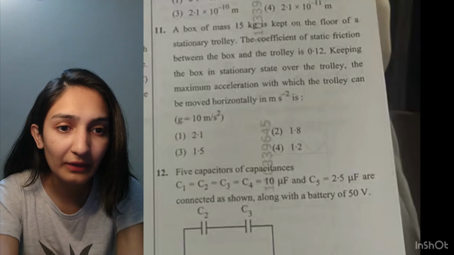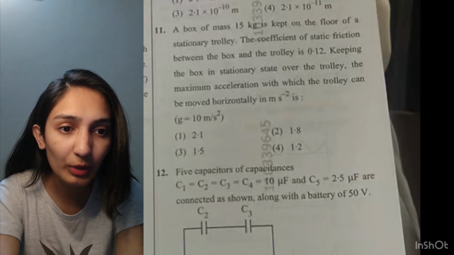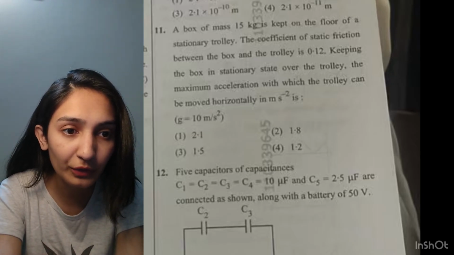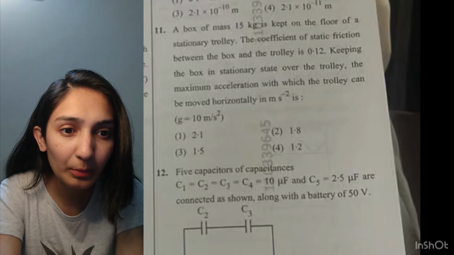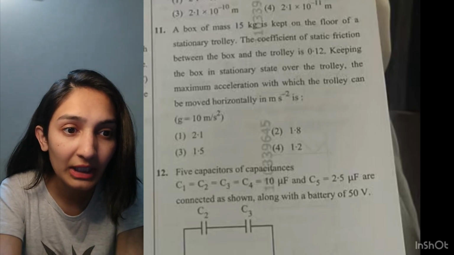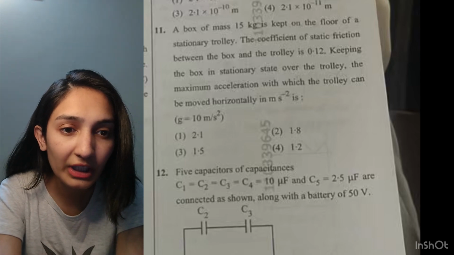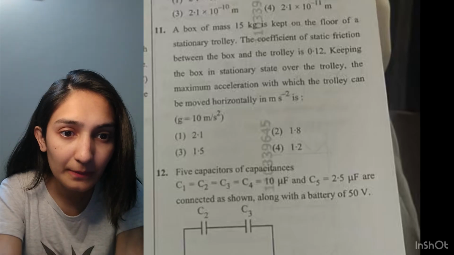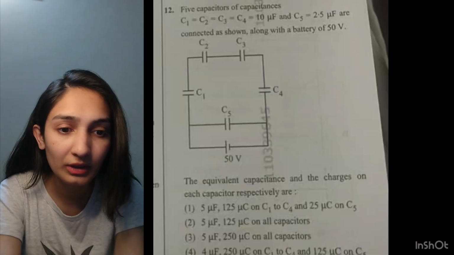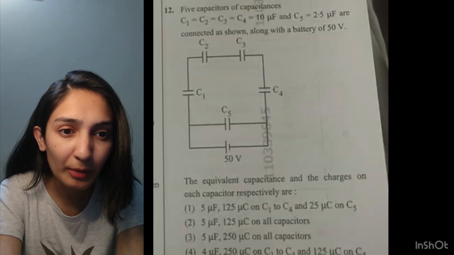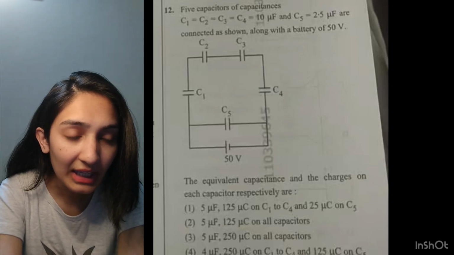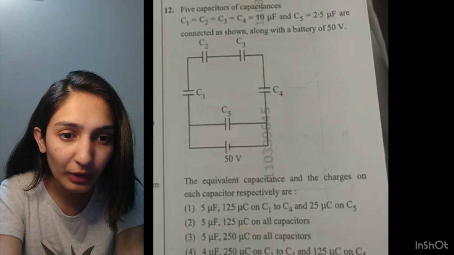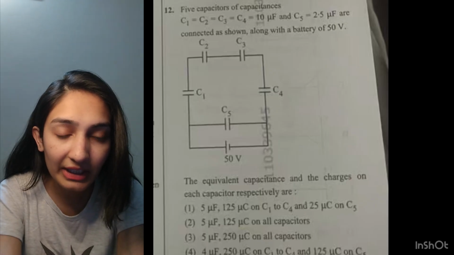For question number 11, a box of mass 15 kg is kept on the floor of a stationary trolley. The coefficient of static friction between the box and the trolley is 0.12. Keeping the box stationary over the trolley, the maximum acceleration with which the trolley can be moved horizontally in meter per second square is... the correct answer is 4. For question number 12, 5 capacitors of capacitance this are connected as shown along with the battery of 50 volt. The equivalent capacitance and the charges on each capacitor respectively are... the correct answer is 2.